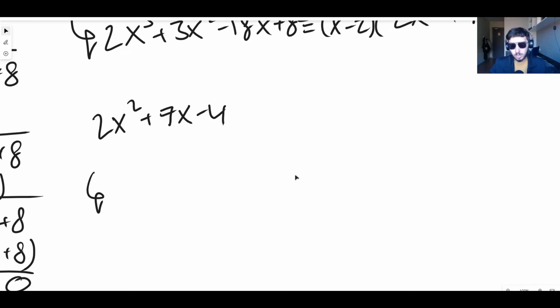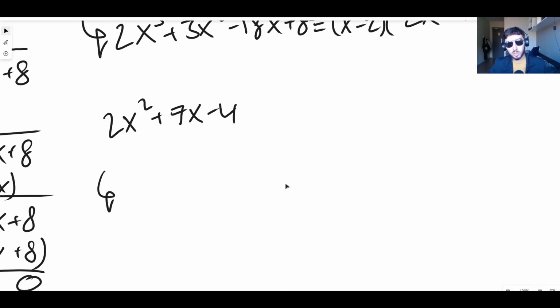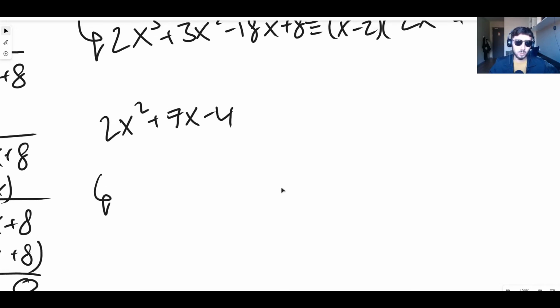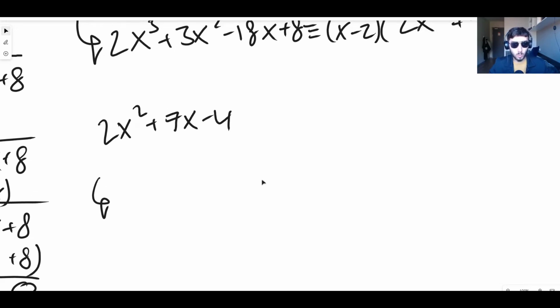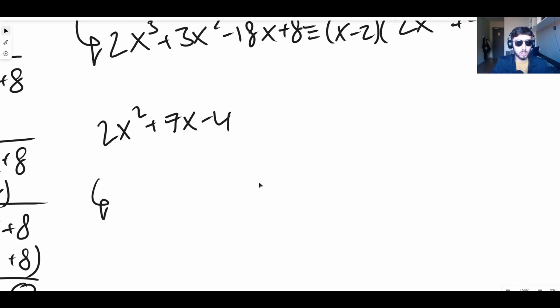I believe it's factorising quadratic equations in the form ax squared plus bx plus c, where a is not equal to 1. So the way that we do this is we multiply the first number, the a term, and the c term. This is just revision for quadratics. That gives us -8. So we're looking for two numbers that times to make -8 and add to make 7.